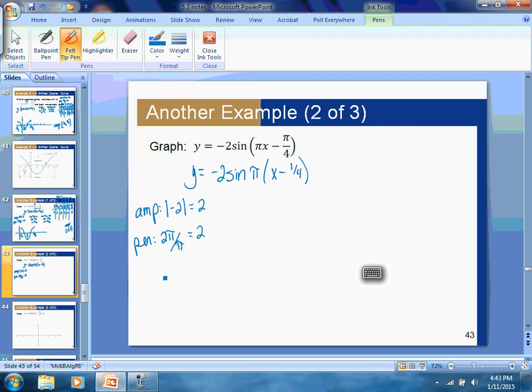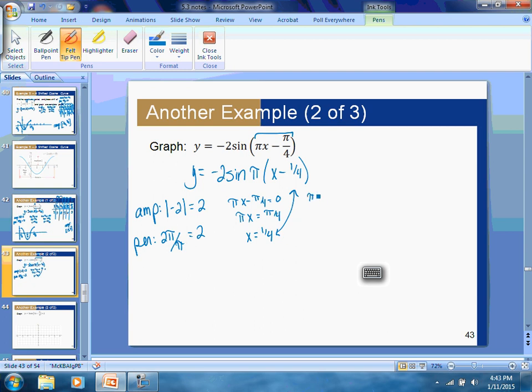And then I need my phase shifts. So I'm going to take all that stuff that was in the parentheses. So I'll have pi x minus pi over 4, and I'm going to set it equal to 0. So then I'll have pi x equals pi over 4 when I add that over. Divide by the pi because I'm solving for x. So I get x equals the fourth. Hey, that's good. It matches what's up there, just like it's supposed to. So another little double check.